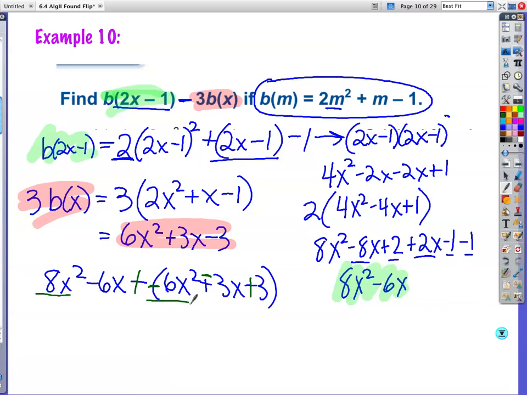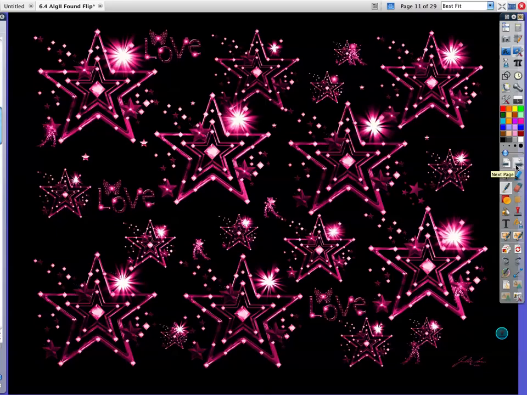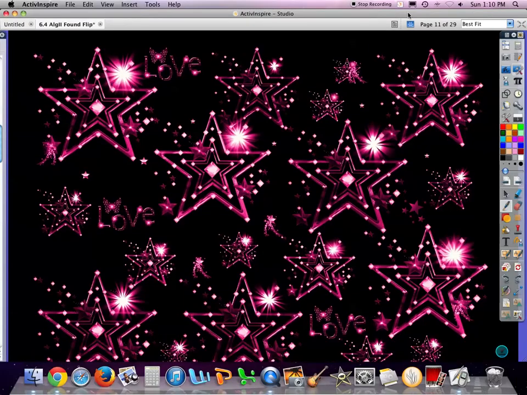Combine like terms, 8x squared minus 6x squared is 2x squared. Negative 6x and negative 3x is negative 9x. And I still have a positive 3. And that should be the answer there. Okay, so that's a hot diggity dog kind of problem. That one in number 9. Which is wonderful that we are going to be finished with this little section. Woo! Or that part of the lesson.